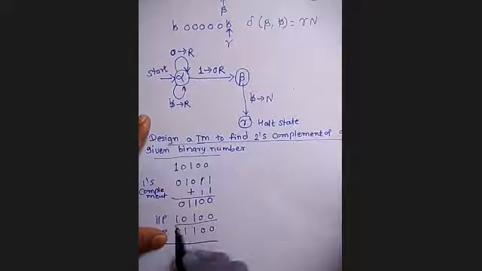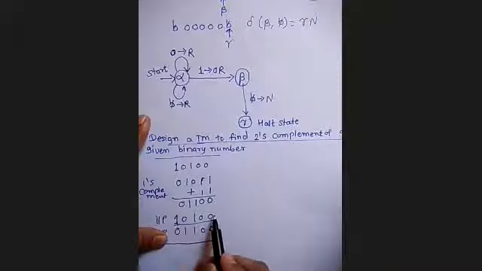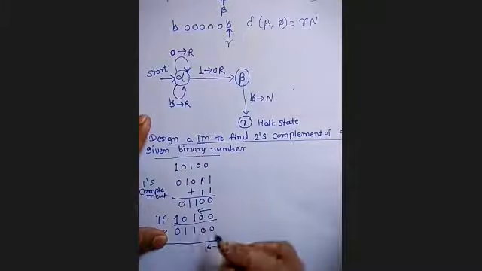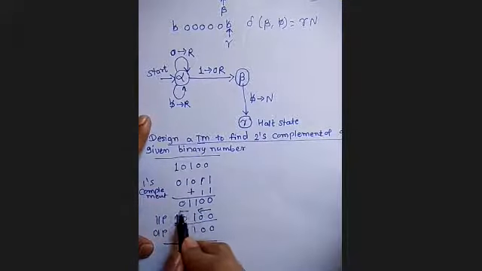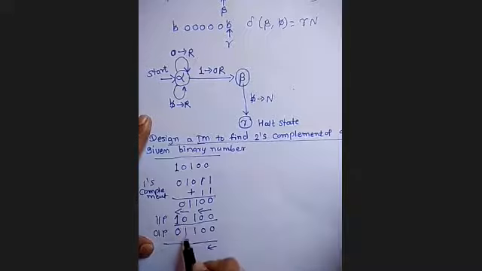So if this is your input, we'll move to the rightmost symbol. The rightmost here is 0. Then we'll keep on moving to the left till we reach the first 1. All zeros we keep as they are till we reach the first 1 in this direction. That 1 we keep as it is, and after that each 0 is replaced by 1 and each 1 is replaced by 0.